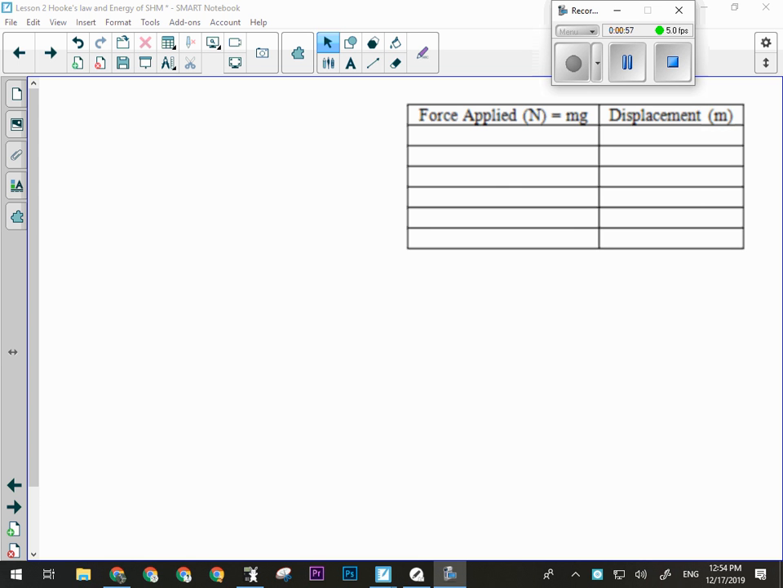Then we'll go into a few more examples of Hooke's law and conservation of energy and simple harmonic motion. And then tomorrow we'll be moving on to a pendulum lab, that we'll be doing in class.